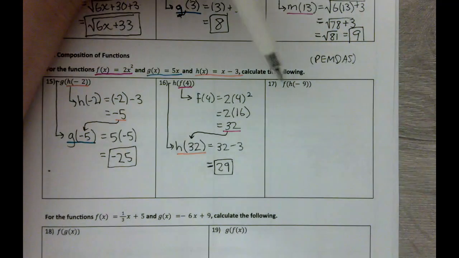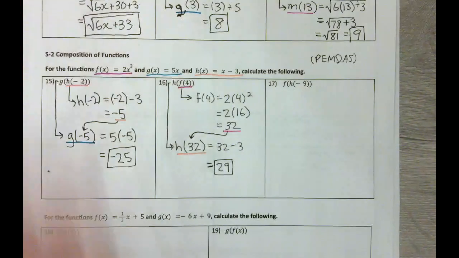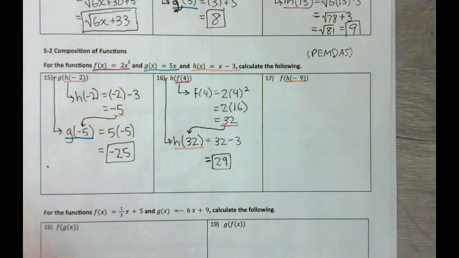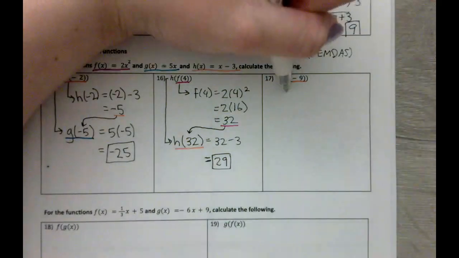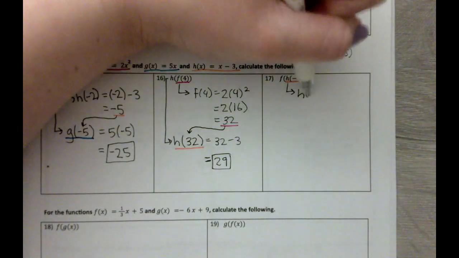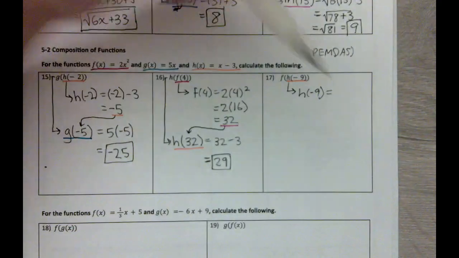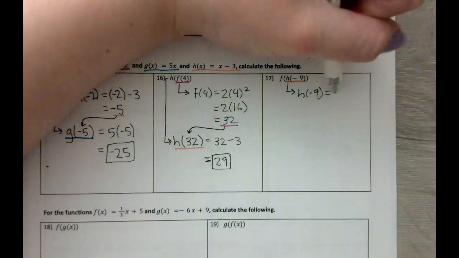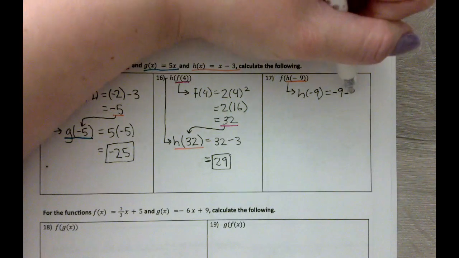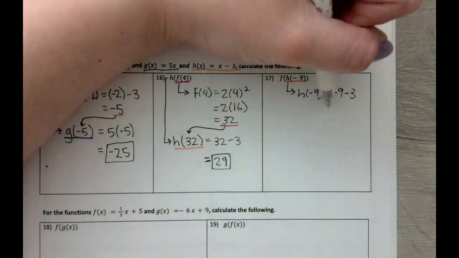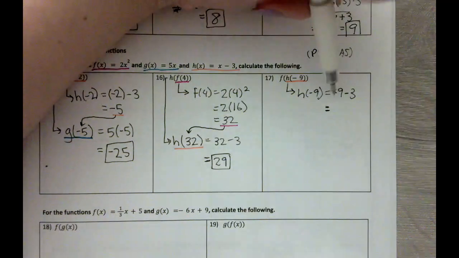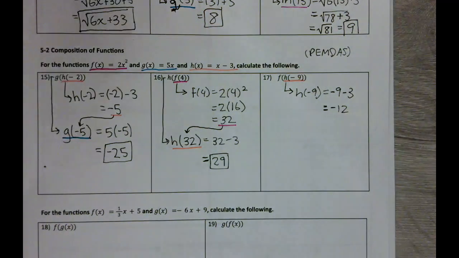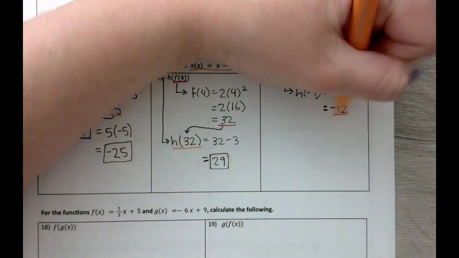One more. F of h of negative 9. So again, working with h here, which is the orange function. H of negative 9 equals x minus 3. I will replace x with negative 9. Negative 9 minus 3. Negative 9 minus 3 is negative 12. So h is negative 12.